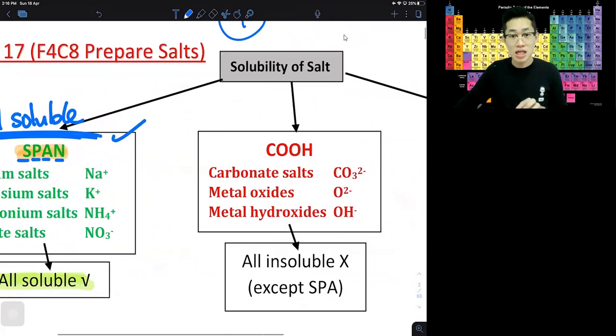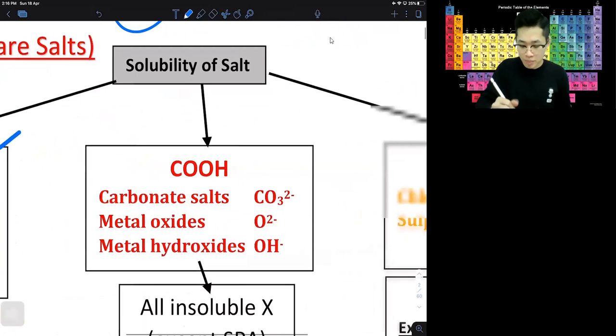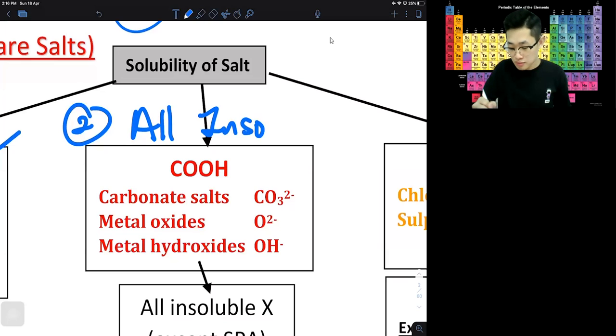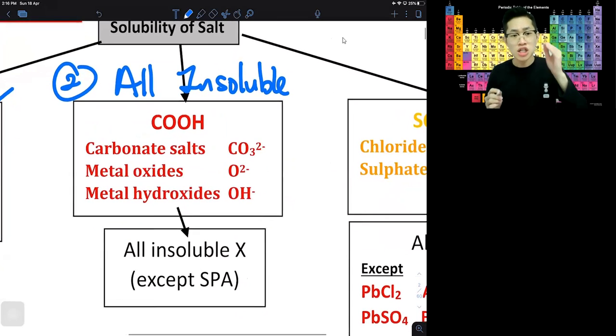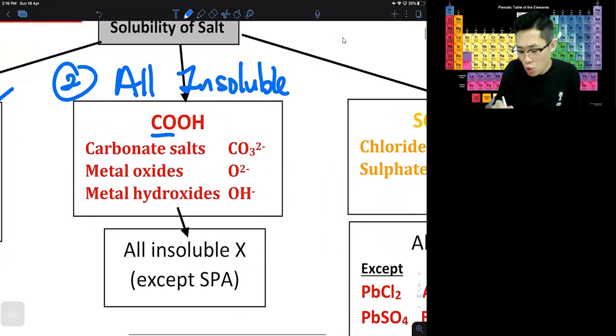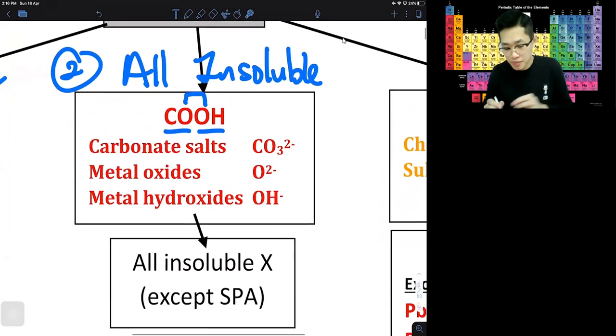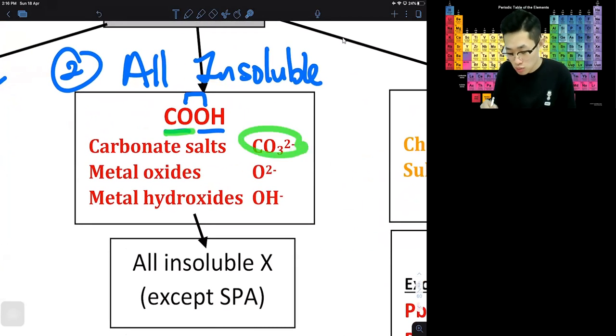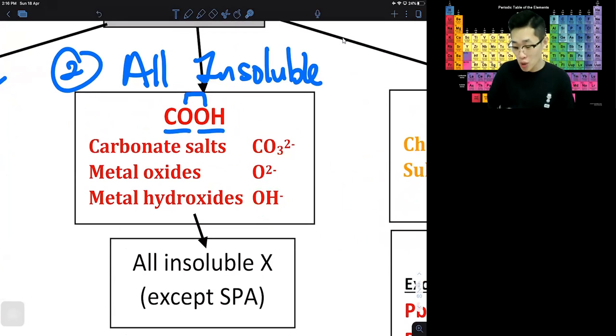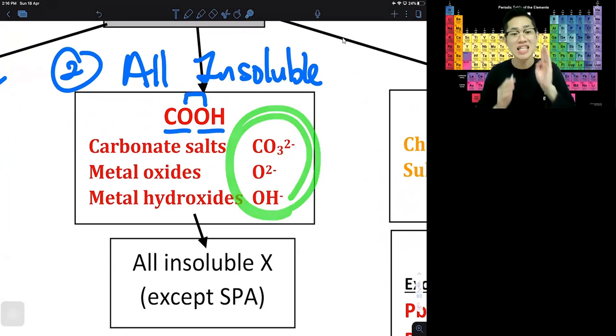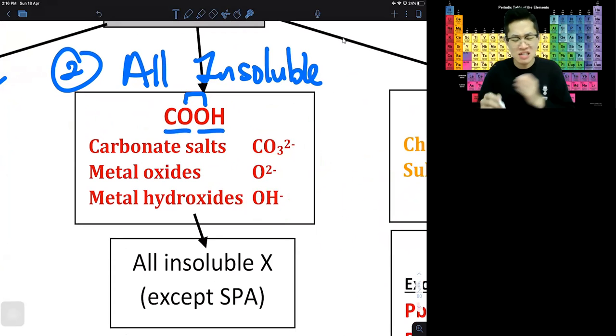Number 2. The second group is all insoluble. The salts that contain CO3, OH, and O. COOH consists of CO3, OH, and O. So three things. Just now was SPAN, now it's COOH. They are insoluble. So what does it mean, insoluble?